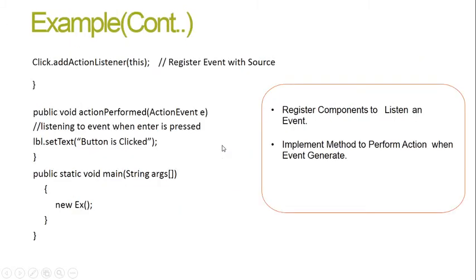So the next step is just register your event and implement actionPerformed, or any method of that listener, to perform whatever operation on that event. Whatever operation you want to perform on that event, perform all operations inside this method. Remember, this is not common for all. This is the method of ActionListener, with ActionEvent. So these are the simple steps.